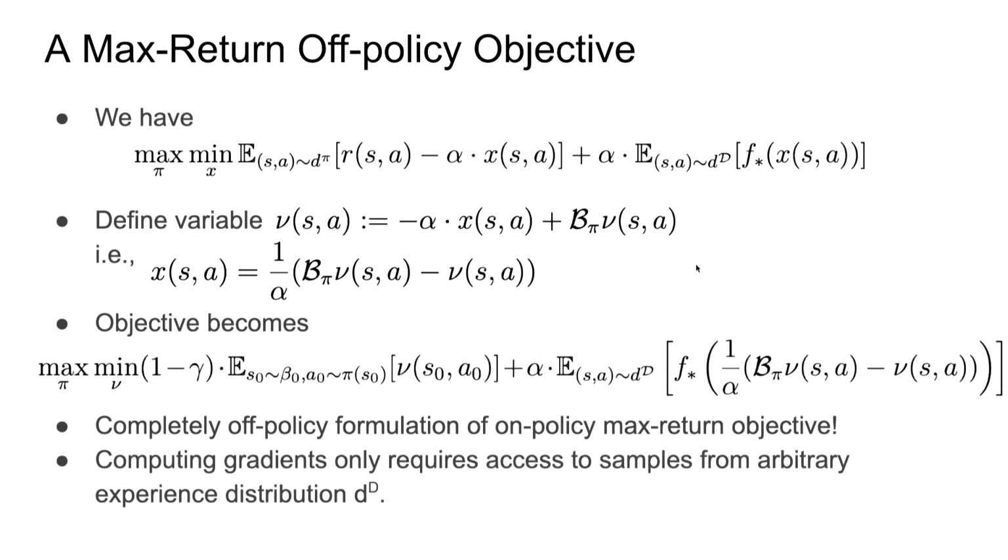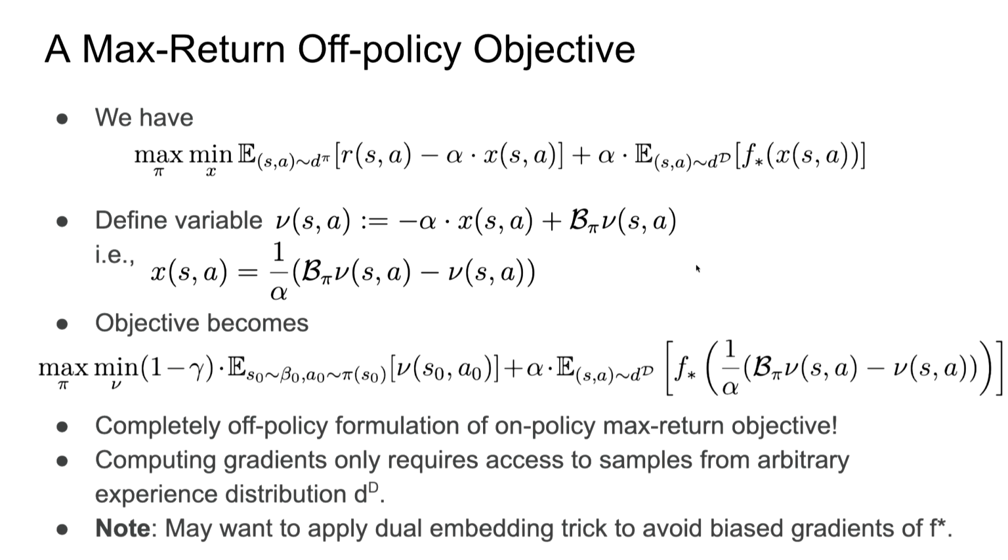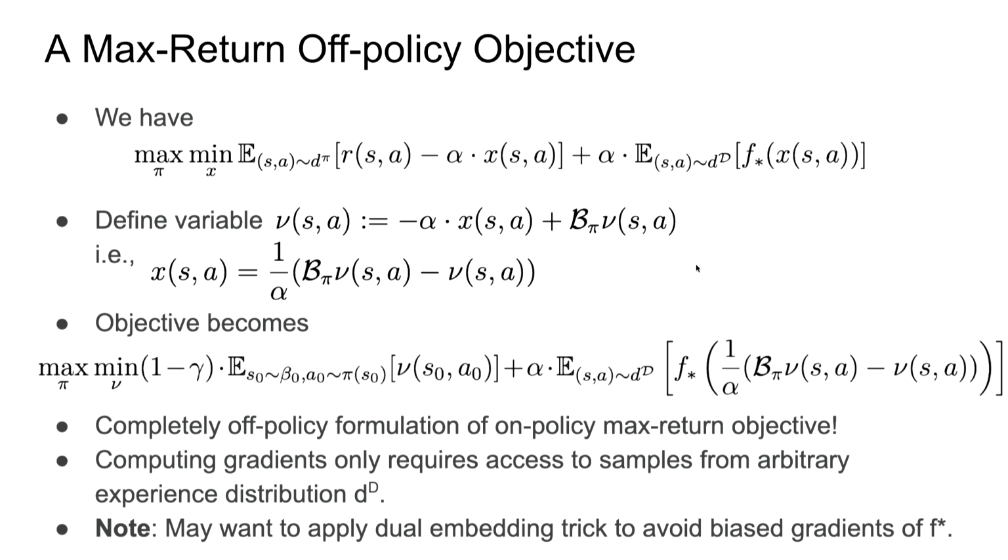And then computing the gradient of this, when you optimize pi, when you do that max pi outside of the min x, all you need to know is samples from my off-policy distribution and samples from the initial state distribution. And then if you want, you can apply an extra dual embedding trick again, right? Because again, we have a Bellman operator inside a convex function, and you can do that dual embedding trick. But I won't get into that, because hopefully you know what'll happen. OK, so that's the off-policy objective.